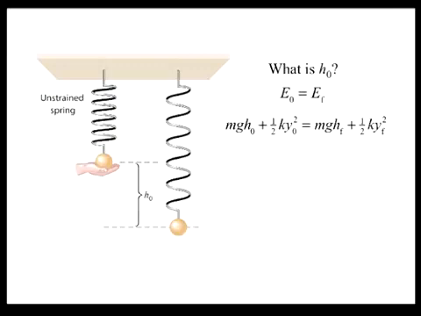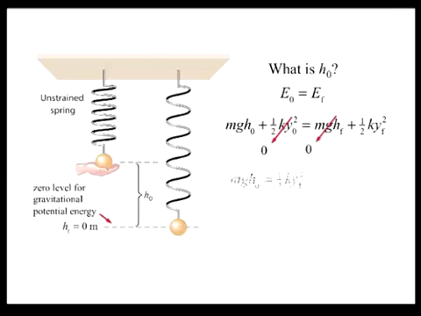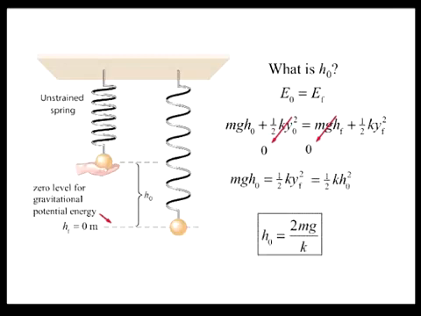y0 is the initial stretch of the spring, which is 0. hf is the final height of the mass. We can define this as the zero of the gravitational potential energy, so we can set hf equal to 0. We are left with mgh0 equals 1/2 k y final squared. y final is the final displacement of the spring, which also equals the displacement of the mass, h0. Therefore, mgh0 equals 1/2 k h0 squared. Solving for h0, we have for our final answer, h0 equals 2mg divided by k.